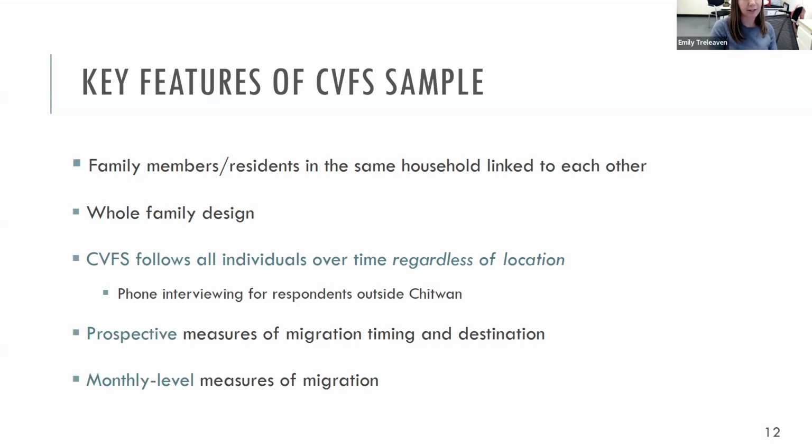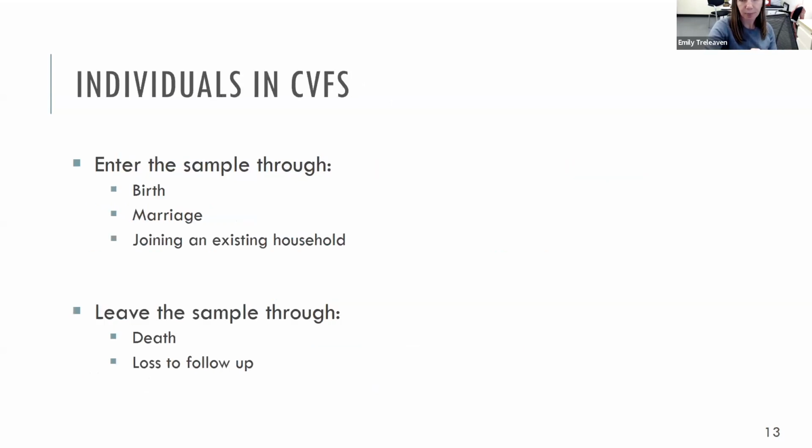And most importantly, the CVFS follows all individuals over time, regardless of where they are physically located in a given month. CVFS uses phone interviews to reach respondents who have migrated, regardless of where they are. And the study's been ongoing for just about 30 years. So that means we have prospective measures of location and migration timing in that whole period, as well as retrospective measures for the years before the study or before a specific respondent was enrolled. And then since 2008, those measures have been at the monthly level.